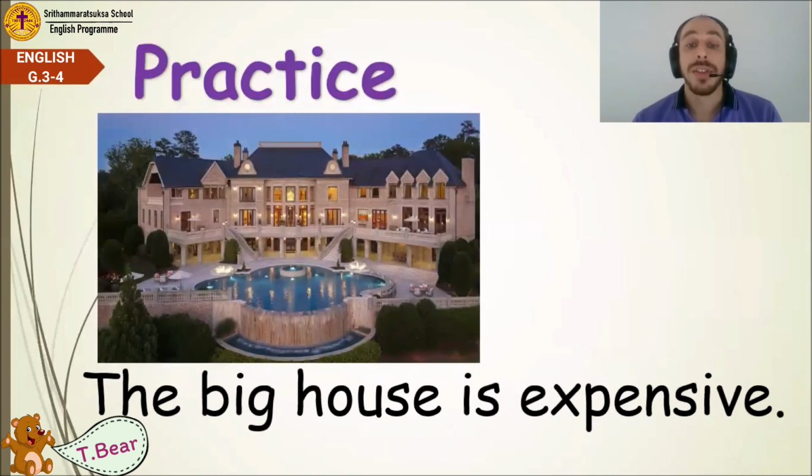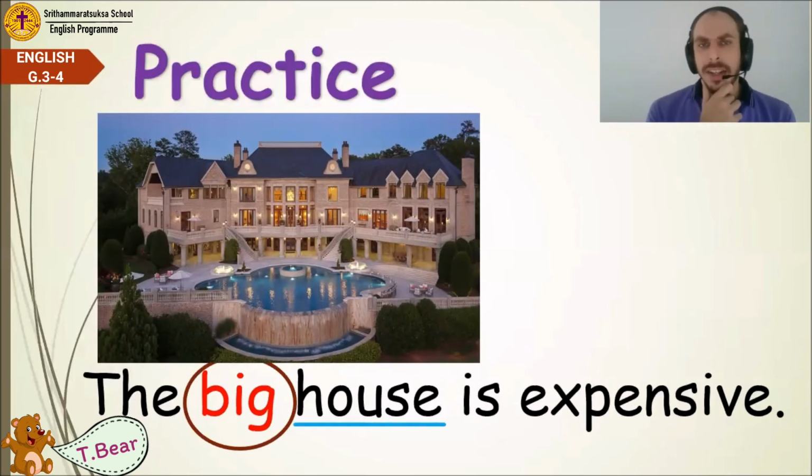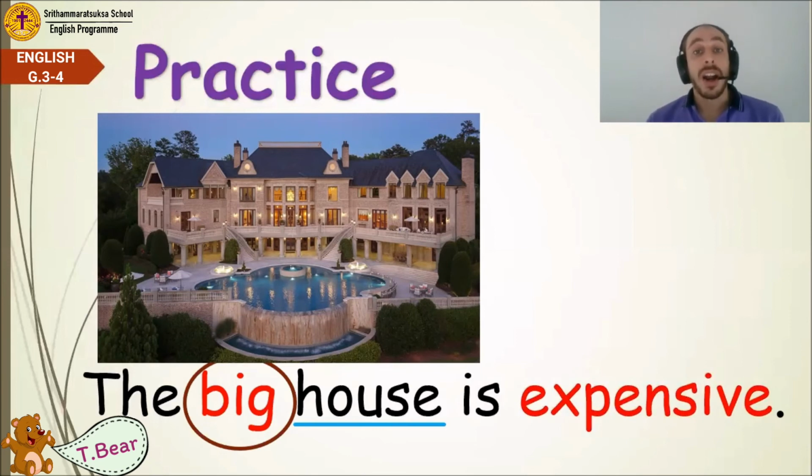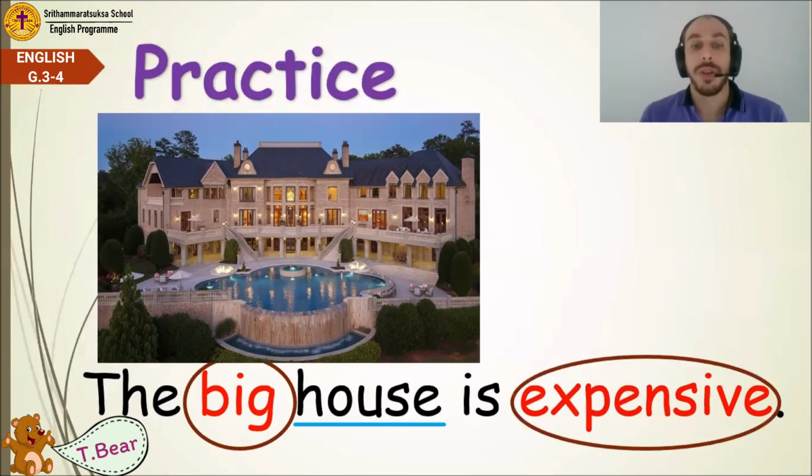The big house is expensive. What is the adjective? If you said big, you are correct. Big describes the noun house. But did you see another adjective? If you did and picked expensive, you are correct. Expensive also describes the house. Okay, expensive means it costs a lot of money. But you can see here, we can use two adjectives to describe one noun.